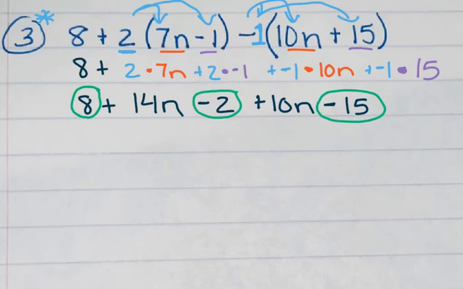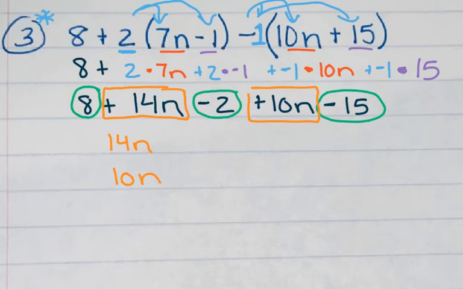I also have like terms 14n and 10n. So I'm going to line them up. I'm going to line up my variables first. That typically is how we see that. And I've got 8, negative 2, negative 15. And we're going to add them up.